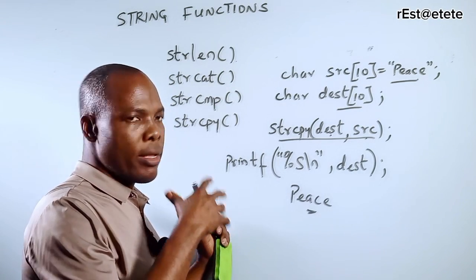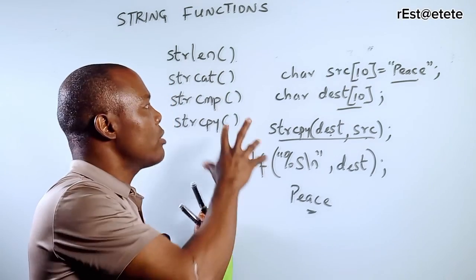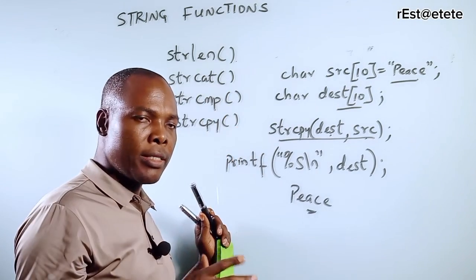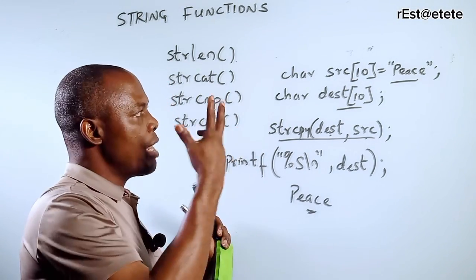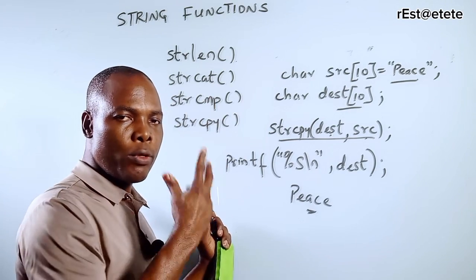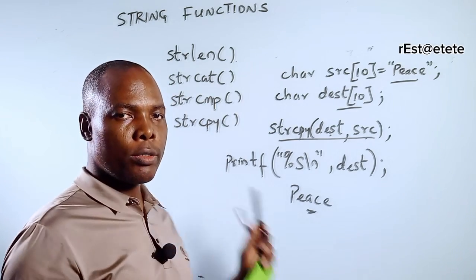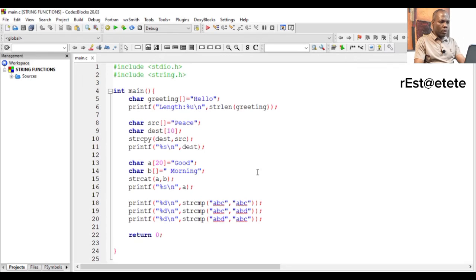So these are the few string functions that I want to show you. And there are many more. So I'll be using some of them as we go on in our classes. So let's go to Code::Blocks. Let me just run the program properly for you to see how it works. This is Code::Blocks, and here to demonstrate string functions.